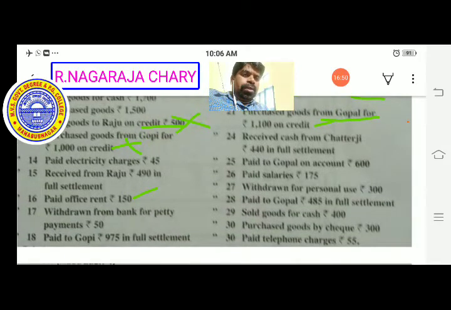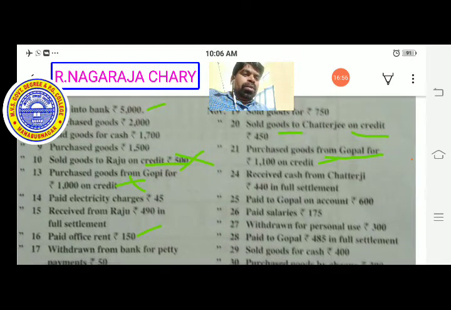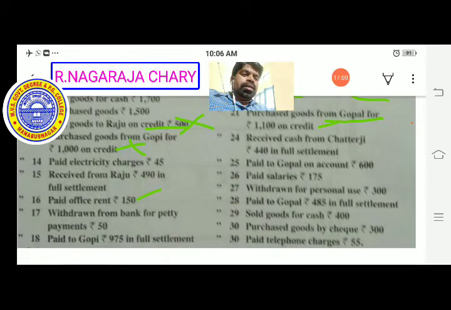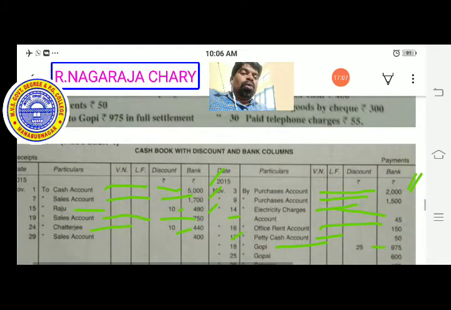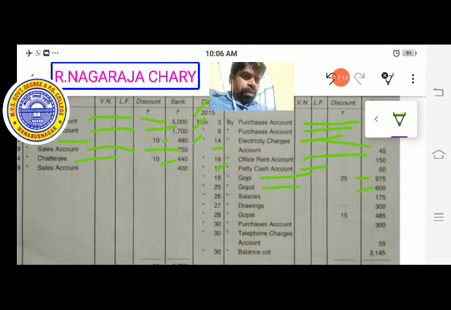Next, 25th, paid to Gopal on account 600. Earlier, we purchased goods from Gopal for 1100 on credit basis. But we paid to Gopal on account 600 rupees. You see here Gopal 600 rupees we are paying, so that is to be a payment.